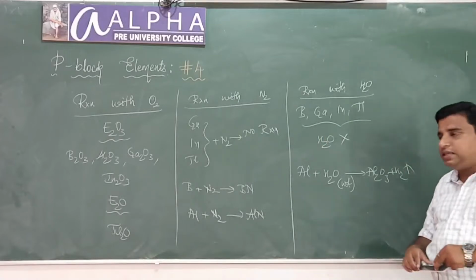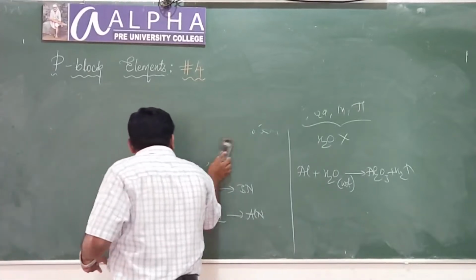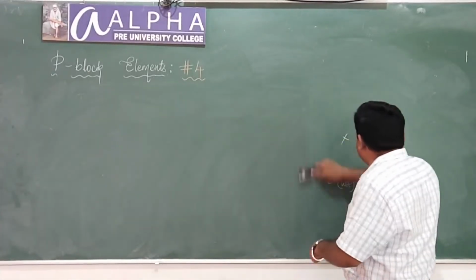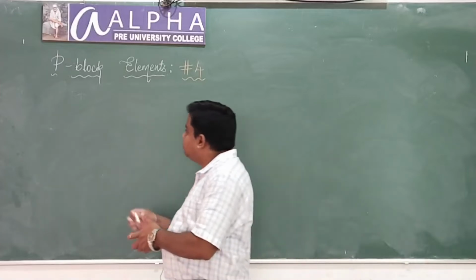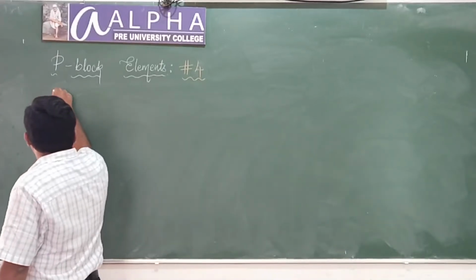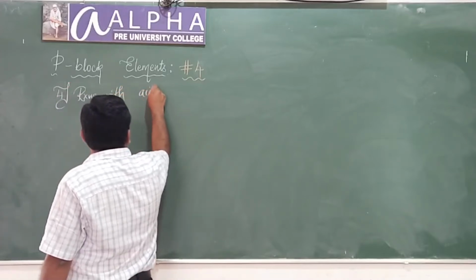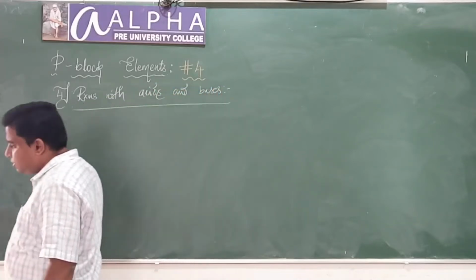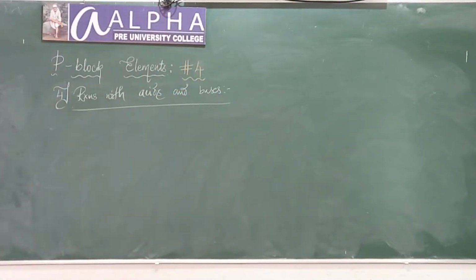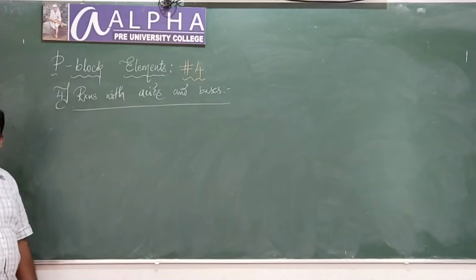Now we shall go with the other chemical properties of boron family elements. Next, the fourth reaction: reactions with acids and bases. Reactions with acids and bases, isn't it? So, the reaction of boron family elements with acids and bases.